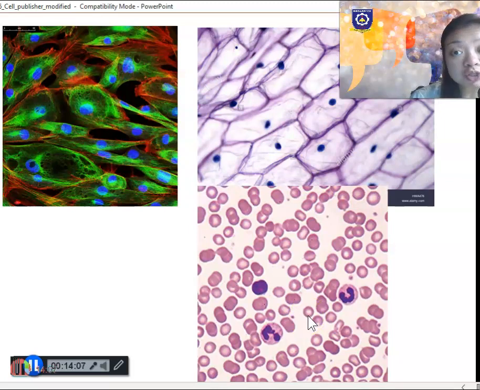You know what soldiers do, right? Soldiers go out and fight a battle, right? So your white blood cells actually fight the battles of your body when you are being infected by bacteria or even viruses. So your white blood cells are so important because they are your first line of defense. They are your immunity.